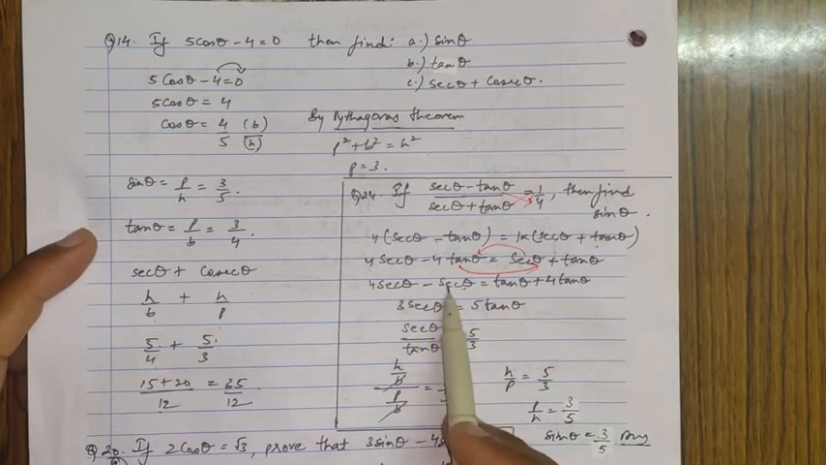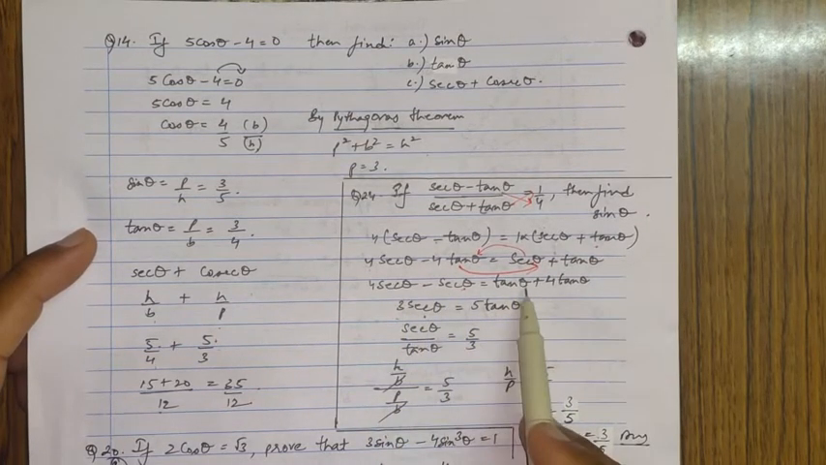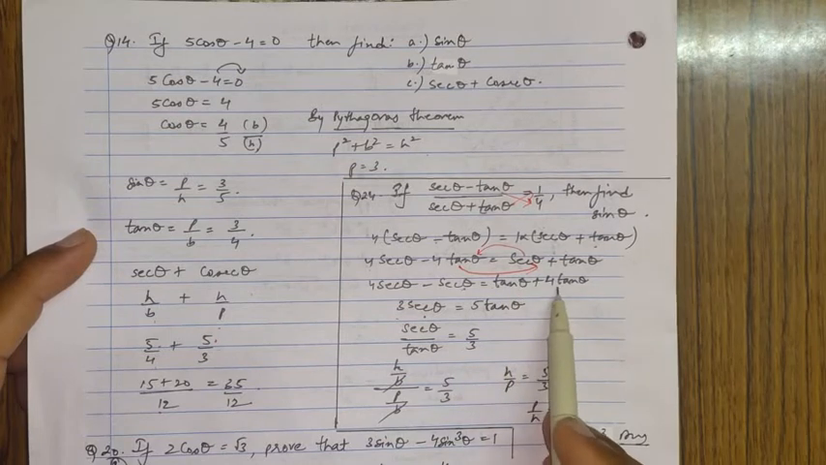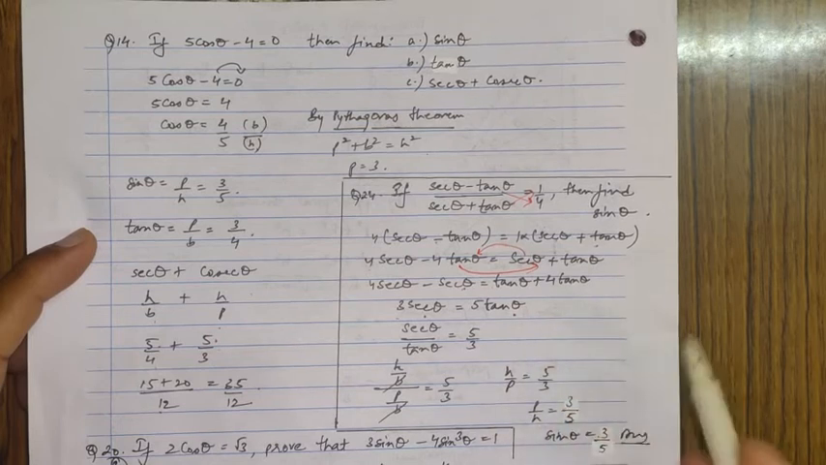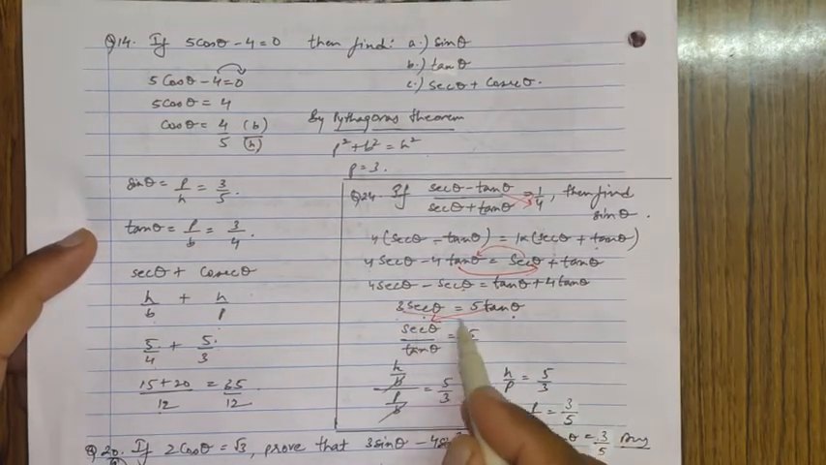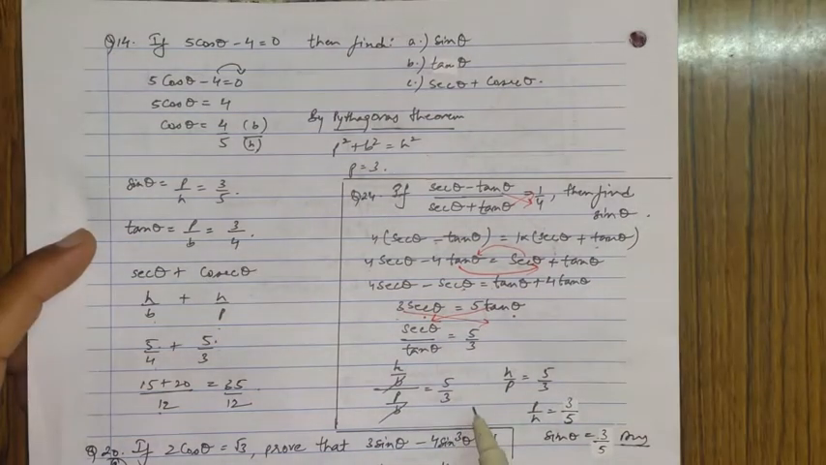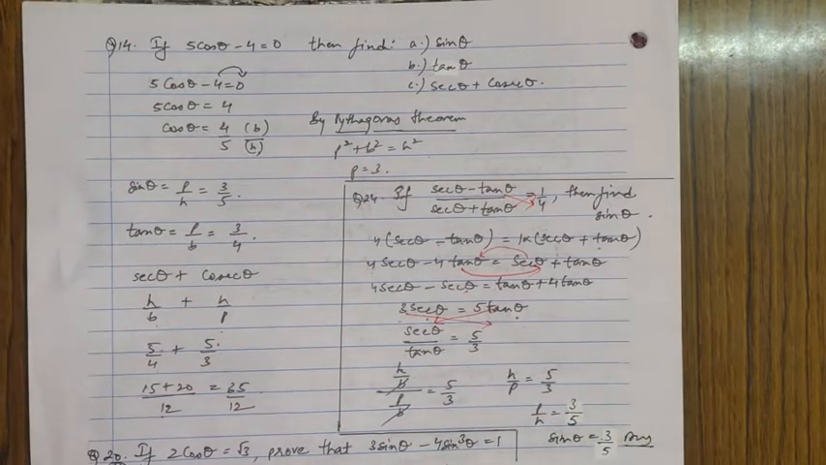Now on solving these two like terms and these two like terms, we'll be getting 3 sec theta, and this can be 1 tan theta plus 4 tan theta, that is 5 tan theta. Again by cross multiplying and bringing tan theta below sec theta and 3 below 5, the proportion that is formed is sec theta upon tan theta is equal to 5 upon 3.